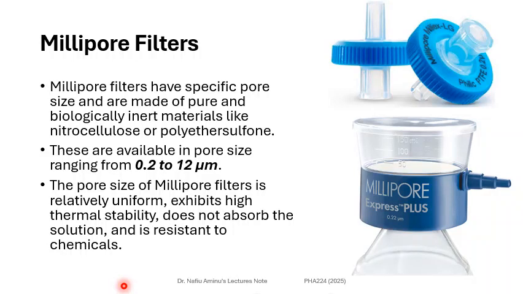These are available in pore sizes ranging from 0.2 micron to 12 micron. Okay, so which means they are a little bit bigger in size compared to the membrane filters. The pore size of millipore filter is relatively uniform, exhibits high thermal stability, does not absorb the solutions, and is resistant to chemicals. One of the key advantages of this one over membrane filters is they can be utilized to process even corrosive chemicals, certain chemicals that you cannot process using the membrane filter, you can use this one to process them.